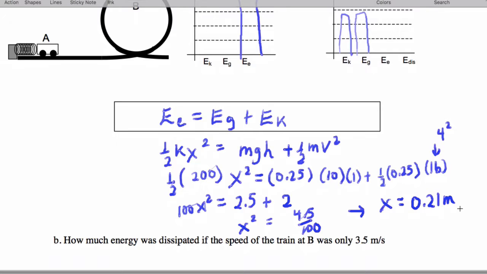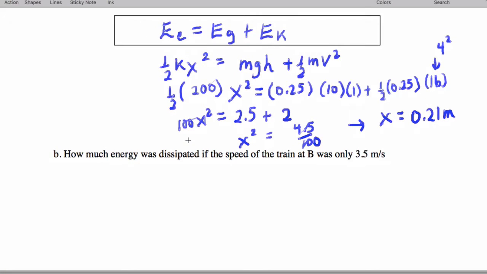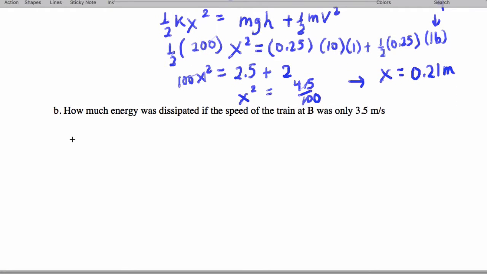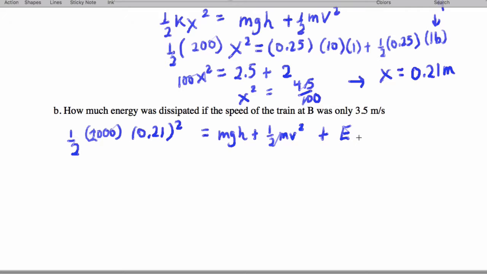Well, that's really nice. How much energy was dissipated if the speed of the train at B was only 3.5 meters per second? So let's see. The original energy is 1/2 times 1 times 200 times the original compression squared. And that's going to equal mgh plus 1/2 mv squared plus E dissipated. And this is what we're trying to solve for.